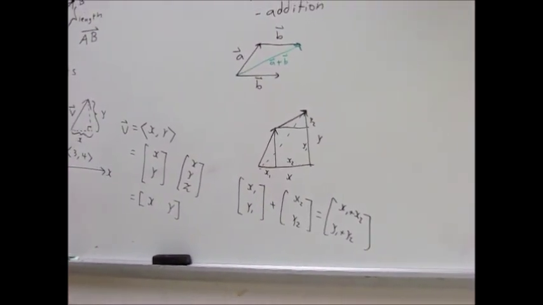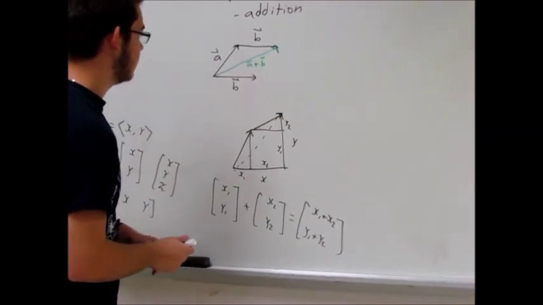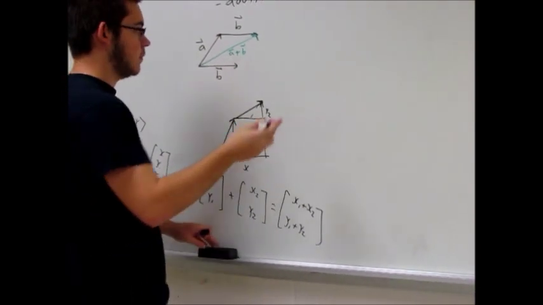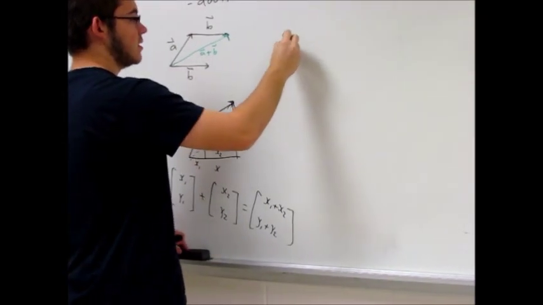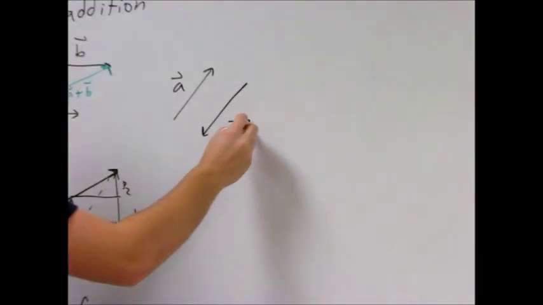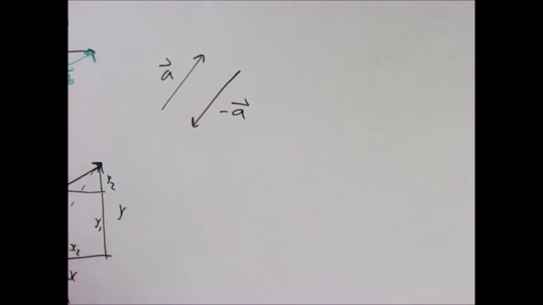And subtraction is pretty similar. Basically, a negative vector is the vector that goes the other way. So this is a vector A, this is negative A. When you subtract, it's the same thing, you just subtract the components.